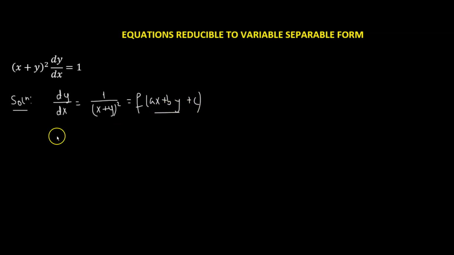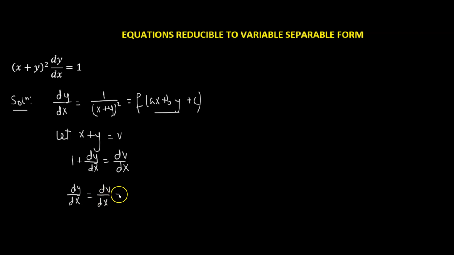So what we'll have to do here is assume that x plus y is equal to some variable v, and then differentiate both sides with respect to x. That will give us 1 plus dy over dx equals dv over dx. On writing in terms of dy over dx, we have dv over dx minus 1.